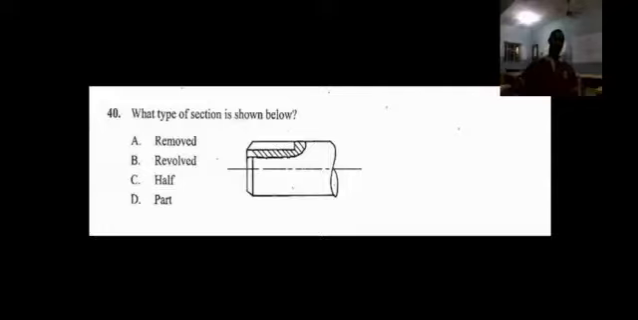Number 40, what type of section is shown below? It is a part or local section. The answer is B. So this is the correct answer.